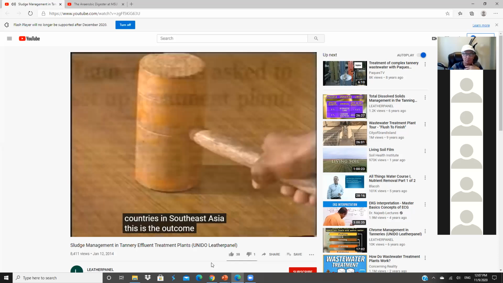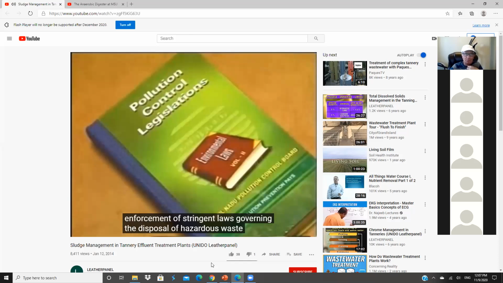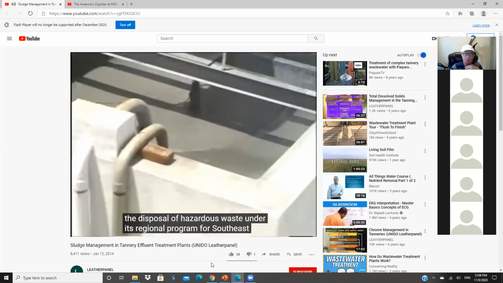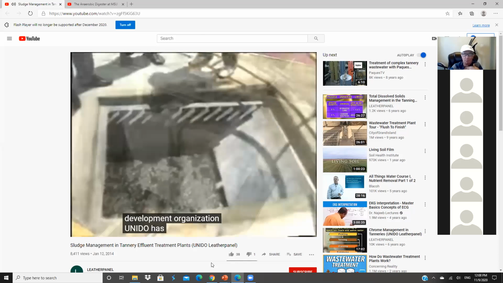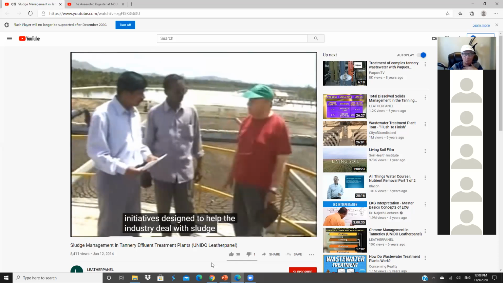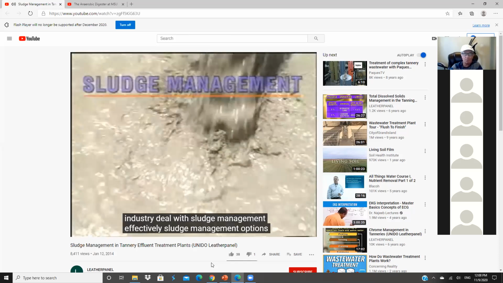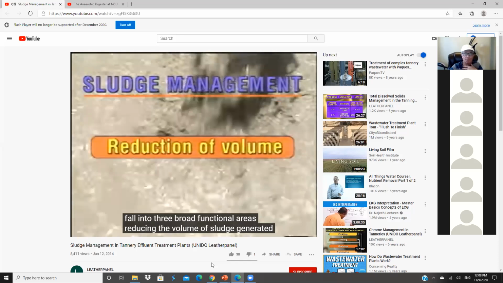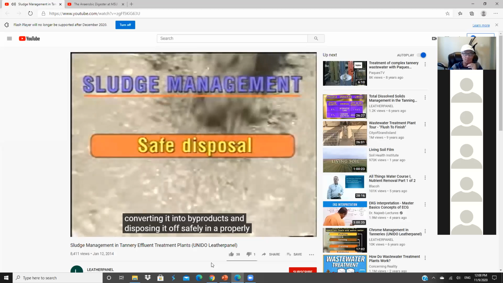This is the outcome of the strict enforcement of stringent laws governing the disposal of hazardous waste. Under its regional program for Southeast Asia, the United Nations Industrial Development Organization, UNIDO, has launched a number of initiatives designed to help the industry deal with sludge management effectively. Sludge management options fall into three broad functional areas: reducing the volume of sludge generated, converting it into byproducts, and disposing of it safely in a properly developed landfill.